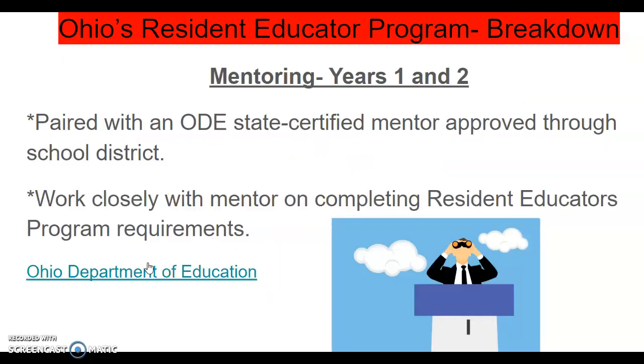Next step in the Resident Educators Program is mentoring. Mentoring takes place in the first 2 years of the program. The resident educator is paired up with an ODE state certified mentor approved through your school district. The mentor's job is to work closely with the resident educator on completing the requirements necessary for the program.